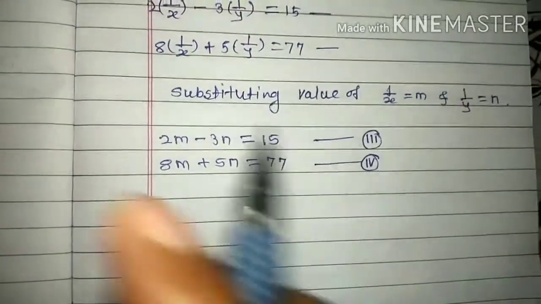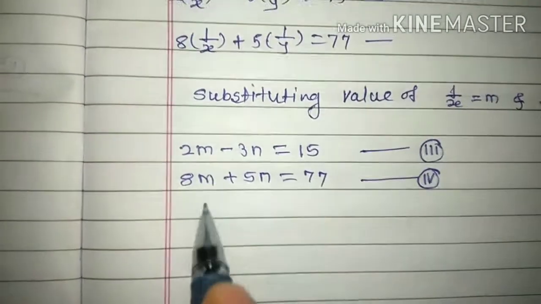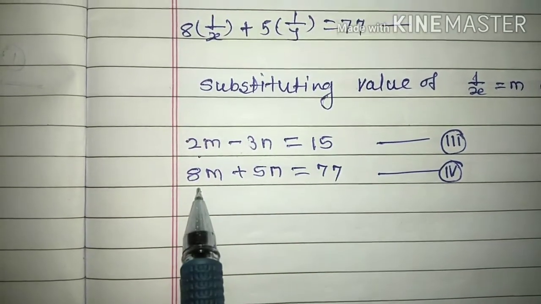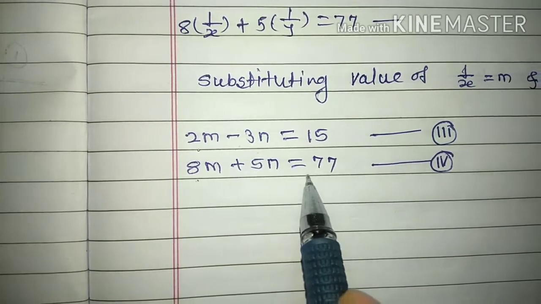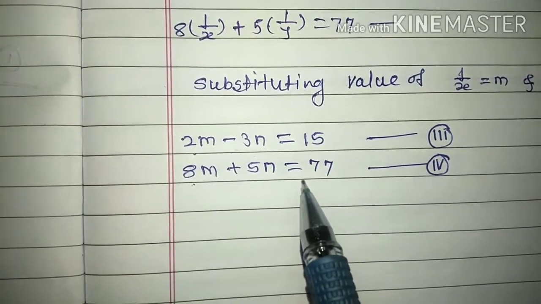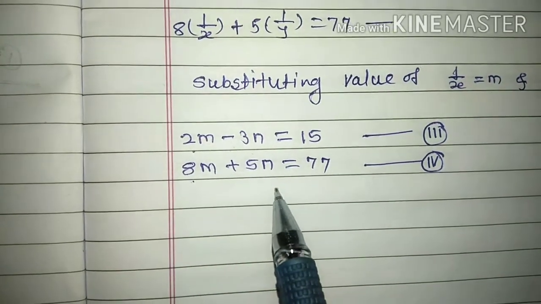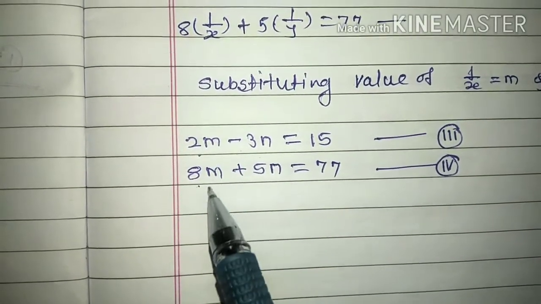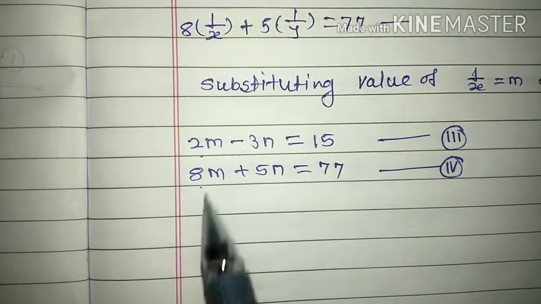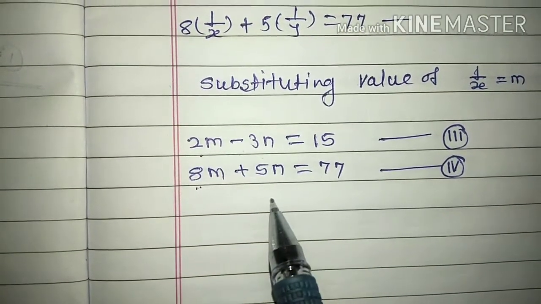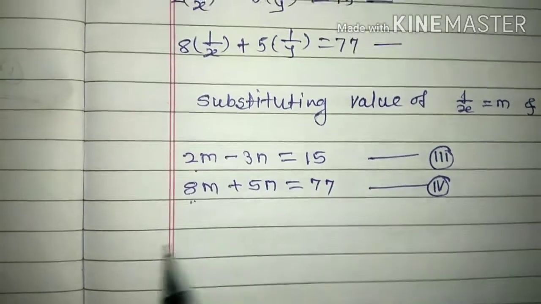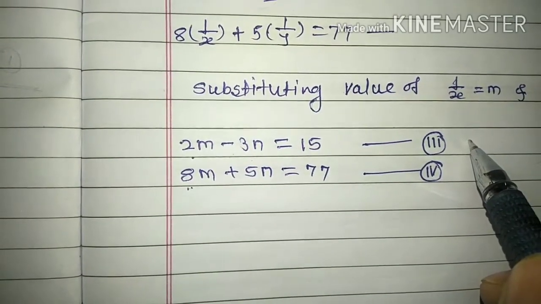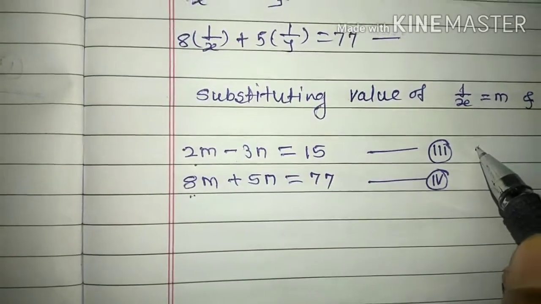Now listen here. In this equation 2m minus 3n is equal to 15 and in this equation 8m plus 5n is equal to 77. In both equations, after observing, you should create one term whose coefficient is equal, therefore this equation can be solved. Therefore, equation 3 is multiplied by 4.